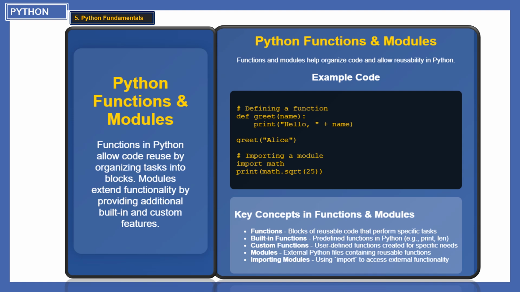Functions are blocks of reusable code that perform specific tasks. Built-in functions are predefined in Python, such as print and len. Custom functions are user-defined for specific purposes. Modules are external files containing reusable functions. Importing modules allows access to additional functionality using the import statement. Functions and modules help make Python programs more efficient and organized. Try creating and importing functions in a Python editor to see how they work in action.